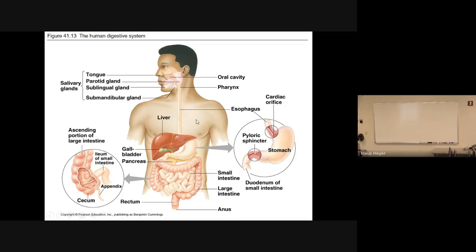But let's talk about the functions of the GI tract. Your esophagus, no function. I don't really care if you know anything about it. Just a hallway, right? You just want to get the food past the thorax and into the abdomen. That's it. But the stomach does have a function.